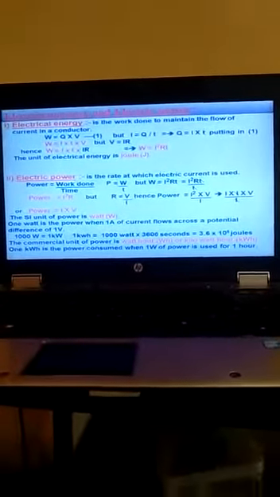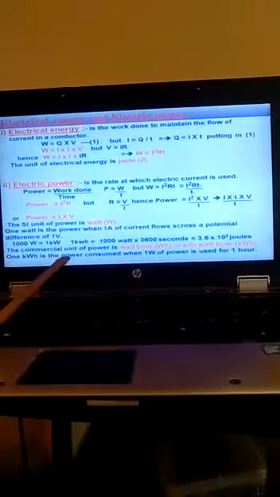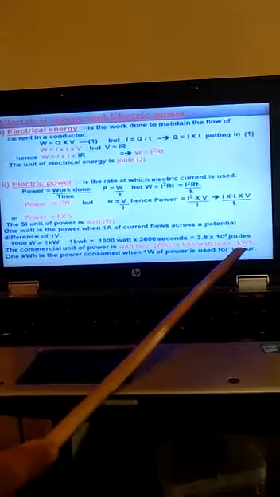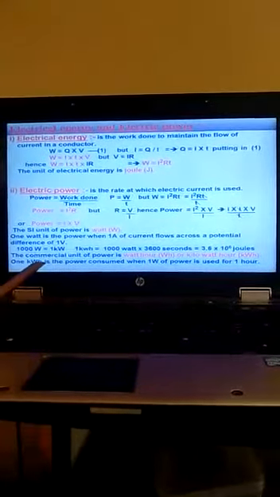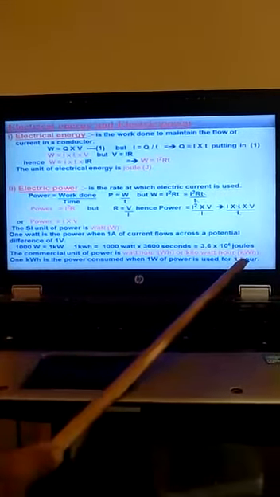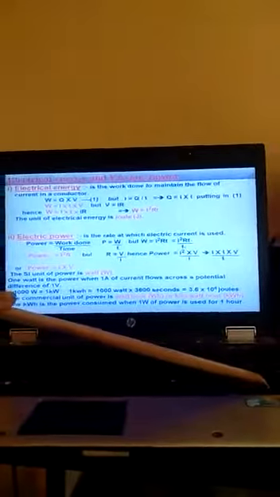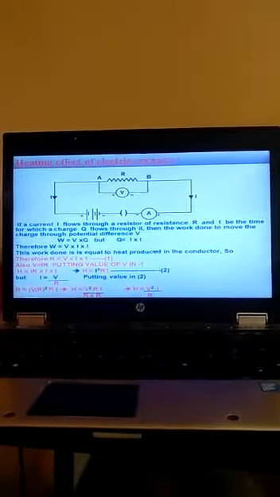And if I ask you what is 1 kilowatt hour, you have to explain: when 1 kilowatt power is consumed for 1 hour. Or if I ask you what is watt hour, you must say that when 1 watt of power is used for 1 hour. See the concept and then you have to write. If I ask you about kilowatt hour, you have to write 1 kilowatt. If I ask you watt hour, you have to write watt.